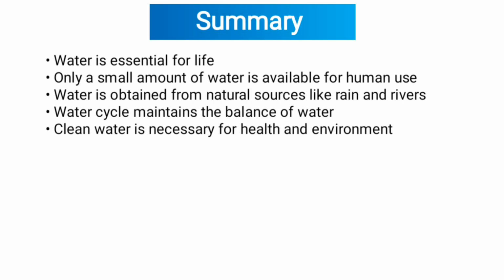Summary: water is essential for life. Only a small amount of water is available for human use. Water is obtained from natural sources like rain and rivers. The water cycle maintains the balance of water. Clean water is necessary for health and the environment.